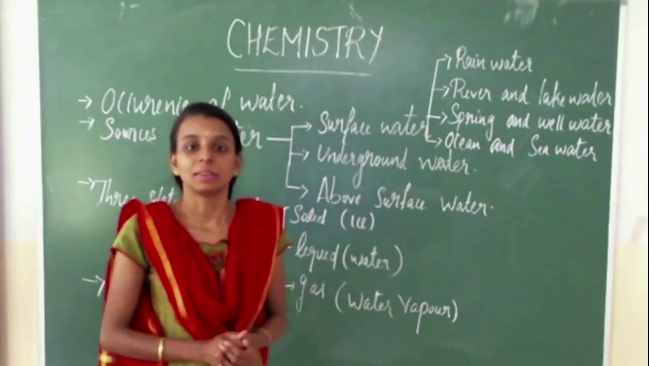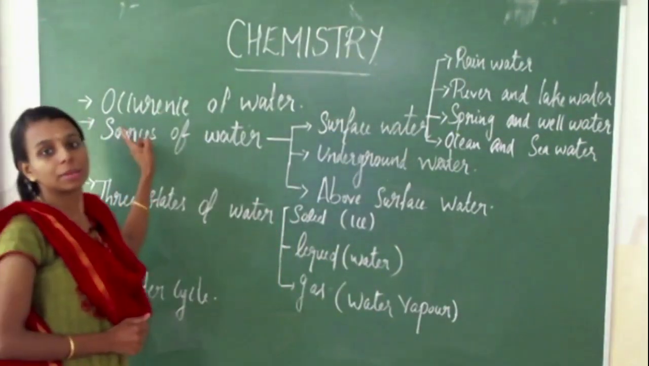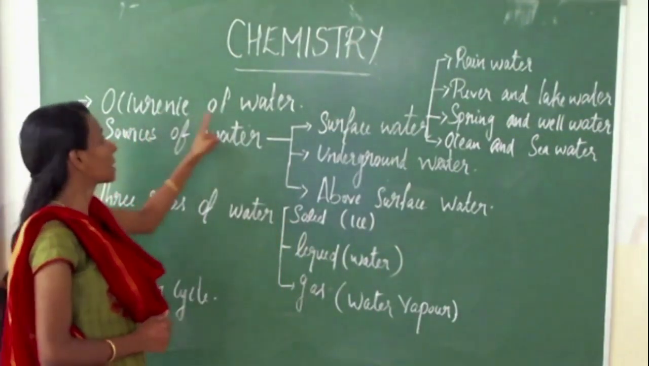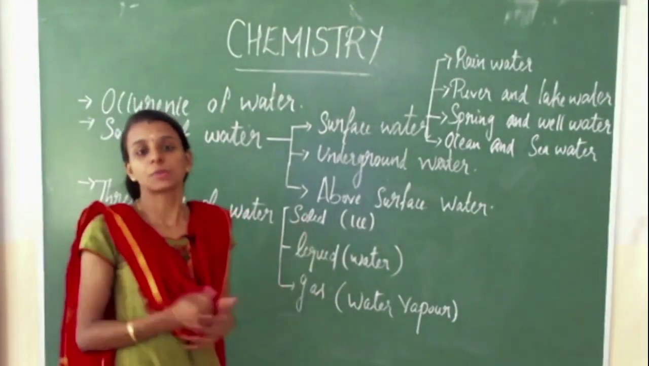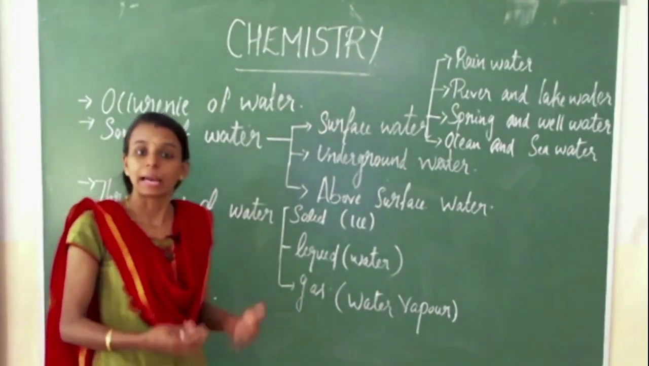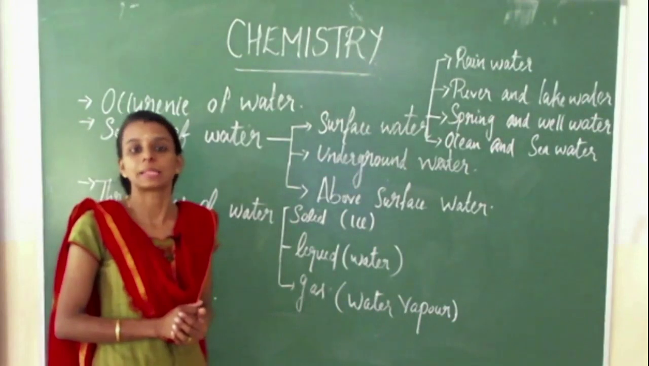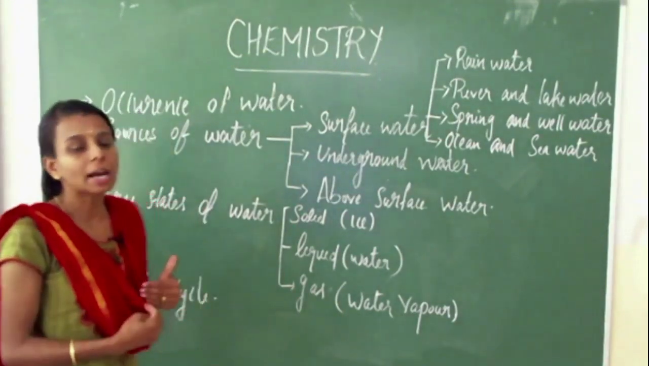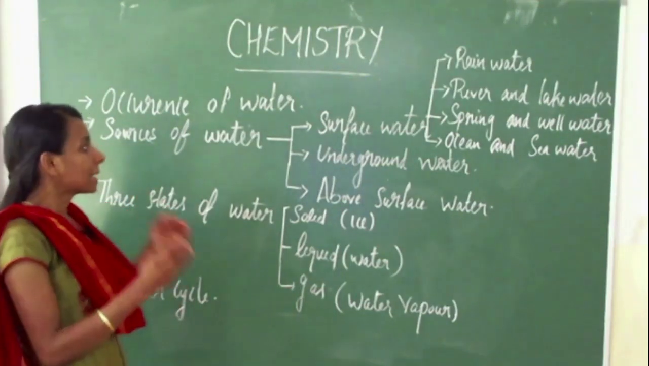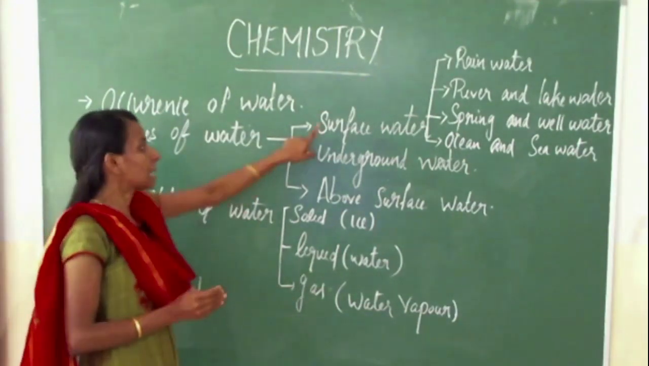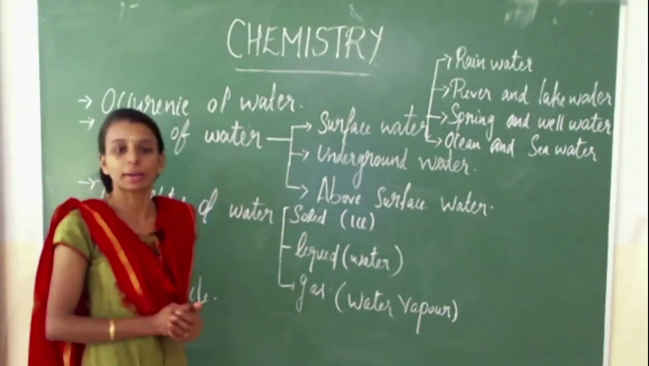In our last class, we started the chapter water. We discussed the occurrence of water. Water is present in our atmosphere, in the earth crust, and in our living organisms. After that, we discussed the sources of water. We can classify the sources of water as surface water, underground water and above surface water.